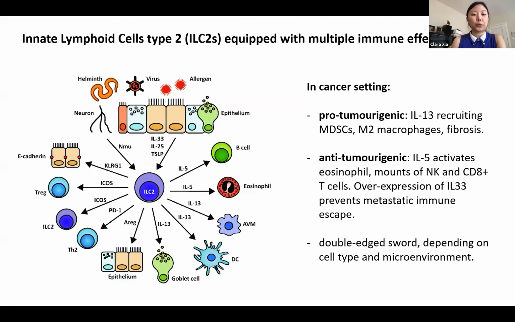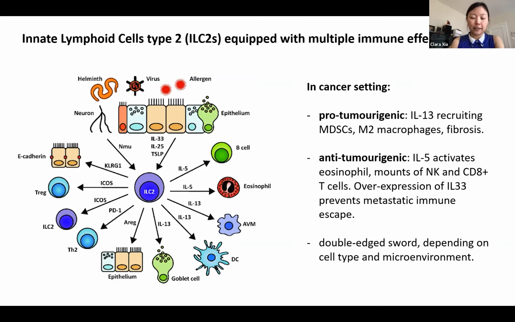ILC2s are a group of innate effectors that mediate type 2 immunity by driving the defensive response against helminth infection and sensitizing the host to allergens, which drives allergy and lung inflammation. In the cancer setting, the presence and activation of ILC2s can have a pro-tumorigenic effect. Some of the mechanisms include the recruitment of MDSCs and M2 macrophages by IL-13 released by ILC2s, and those are cell types that are well known for their immunosuppressive roles. Also, IL-13 has the ability to remodel and maintain lung tissues during infection. Overdoing this may lead to fibrosis.